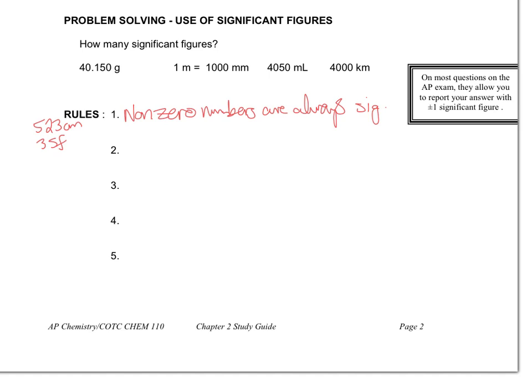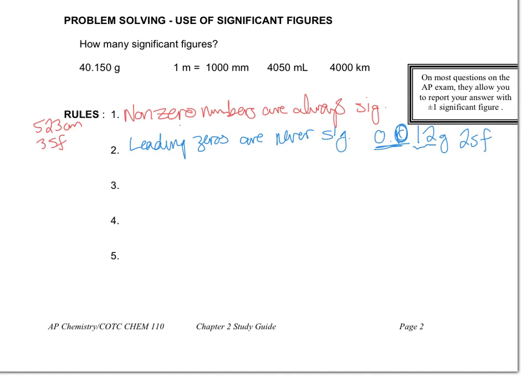Well, what if you have a 0 then? If you have a 0, you look at whether it's leading or in the middle or trailing. Leading zeros are never significant. So for example, let's say you have 0.012 grams. These zeros are leading. They come before the numbers, and so those are not significant. So the only sig figs here are those 2, so that's 2 sig figs.